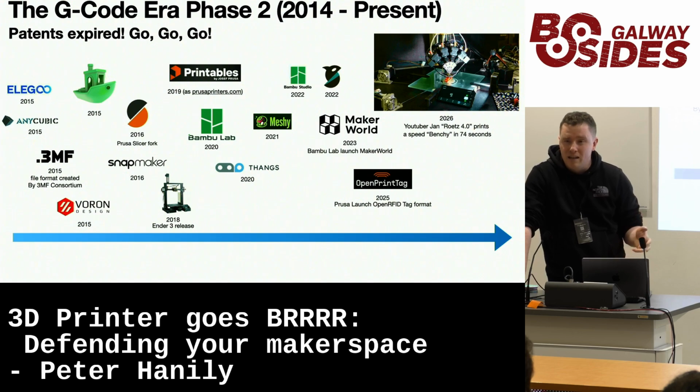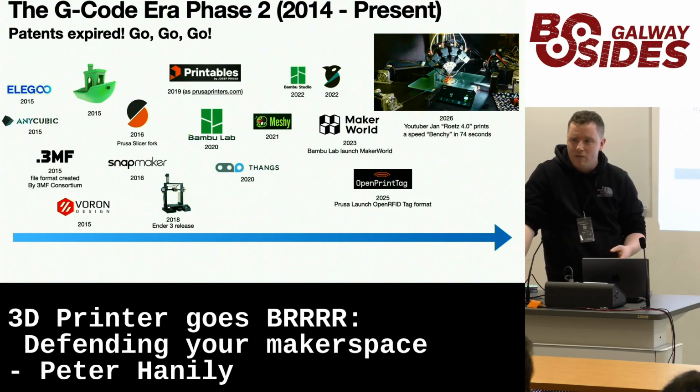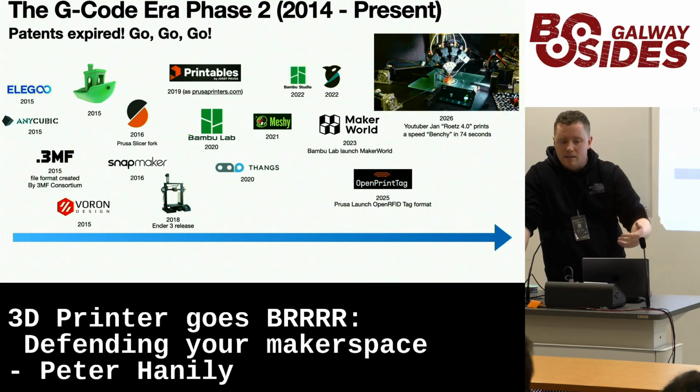In 2015, a bunch of them came together and created this new file format as part of the 3MF Consortium. So you'll see today a lot of printers will use 3MF files that they'll compile to G-code with slicer software, basically. 2018, the Ender 3 releases, and I have one, so I'll be showing you mine later in the talk.